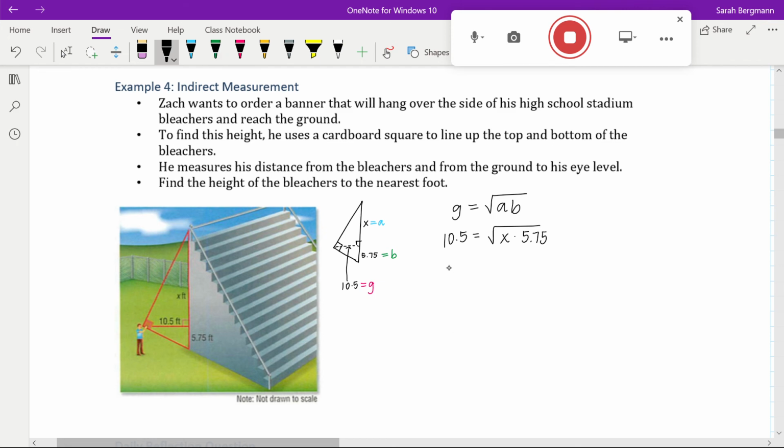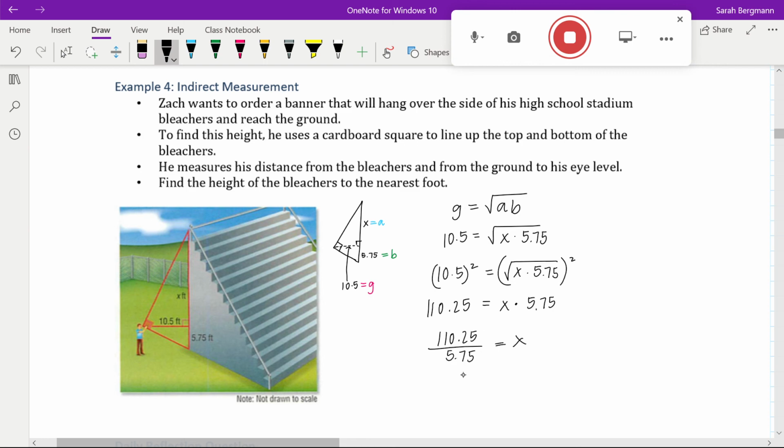In order to get x by itself, I need to first get it out from under the square root. So I'll need to square both sides. The inverse of a square root is squaring. So whenever you want to get rid of a square root, square both sides. This gives me 110.25 on the left side, and the square root cancels out with the squared on the right side. So now I just have x times 5.75, so I can go ahead and divide both sides by 5.75 in order to get x by itself.